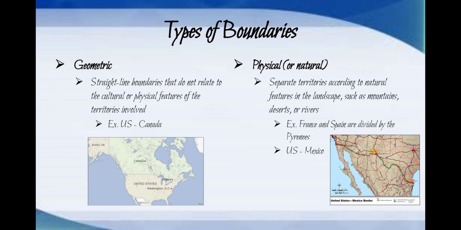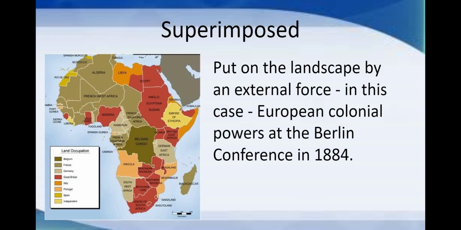A third type, and like we said, geometric is not mutually exclusive with this because you'll see some straight lines. And whenever you see straight lines, you see superimposed boundaries. They are put on the landscape by an external force. So in this case, as we talked about, due to the scramble for Africa and the Berlin Conference in 1884, you had the creation of a lot of zones of influence that became colonial space that was organized by Europeans.